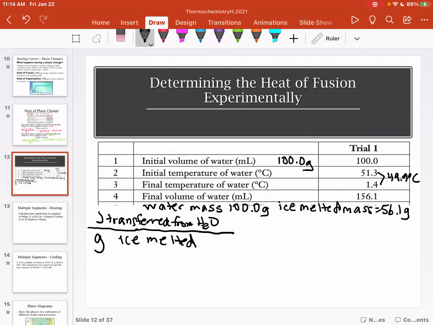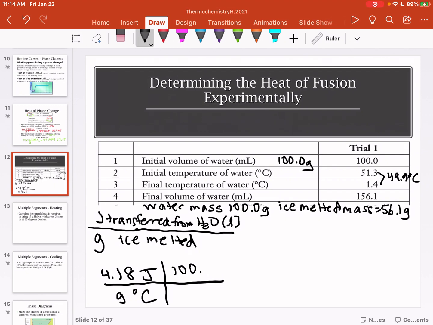I know that I had a temperature change, so I can use MCΔT, starting with the specific heat capacity of water. Remember, this is joules transferred from our liquid water to the ice. So 4.18 J/g°C is the specific heat capacity for that liquid water. As you see, we had 100 grams of that liquid water that transferred the heat, and it caused a delta T of 49.9 degrees Celsius.